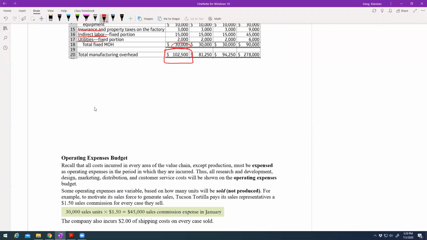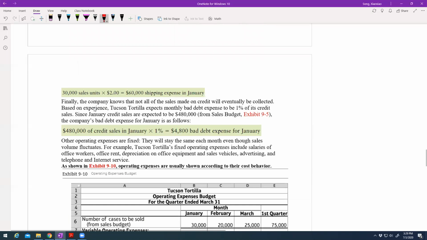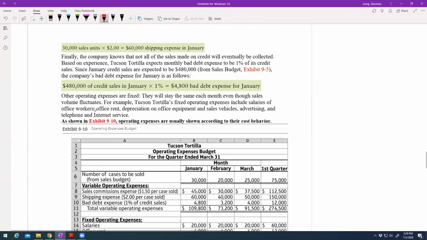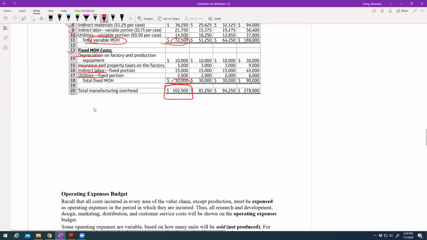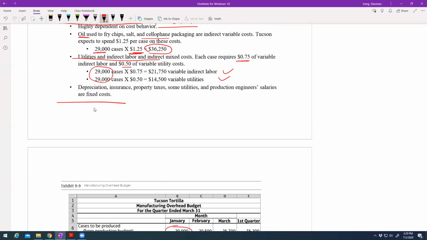Okay, I think I stop here. For operating expense, we have something there I want to focus on a little bit, so we talk about that one in the next video. But in this video, the general idea is I go through those budgets to give you a brief idea. You are not required to know the calculation, but I want you to get a general idea.